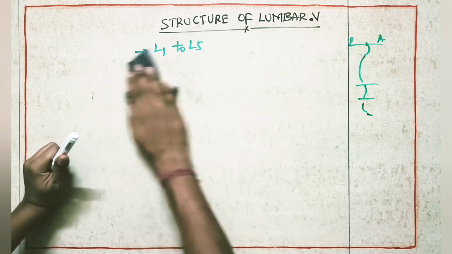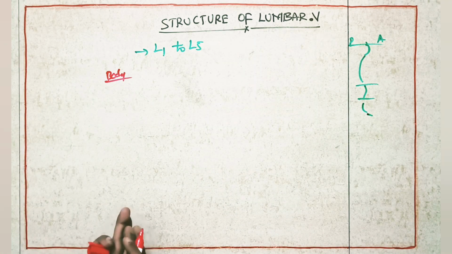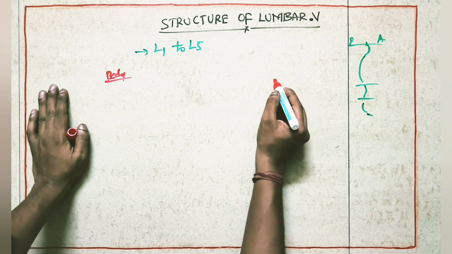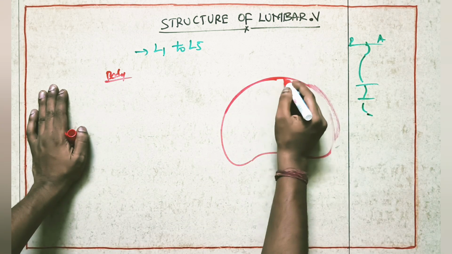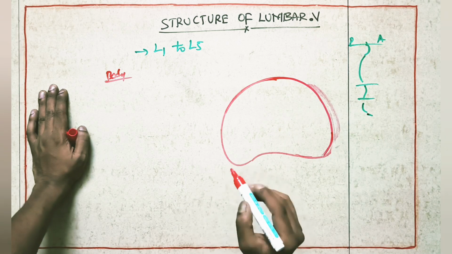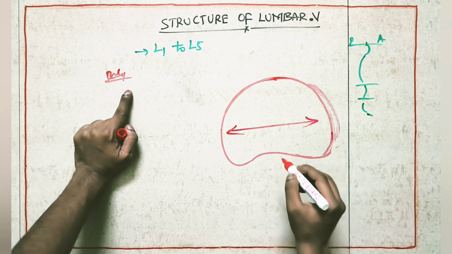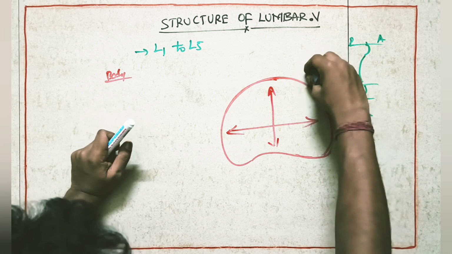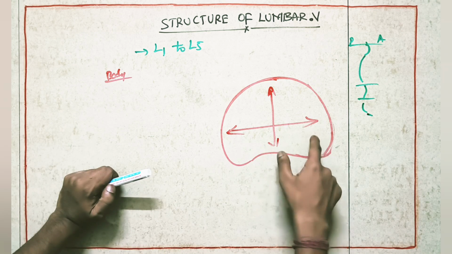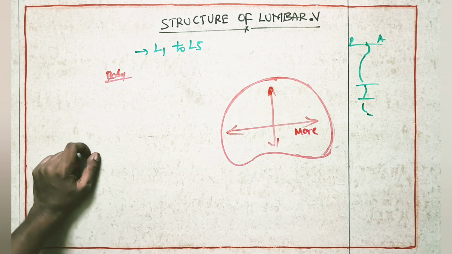So if we come to the normal lumbar vertebra, first we'll see the body of the vertebra. Same like our cervical spine, here in the body of the vertebra the transverse diameter is more compared to the anteroposterior diameter. That's the one point here.